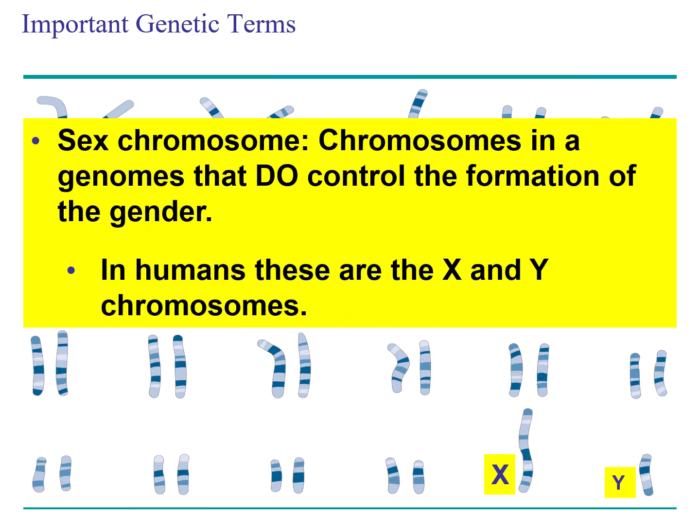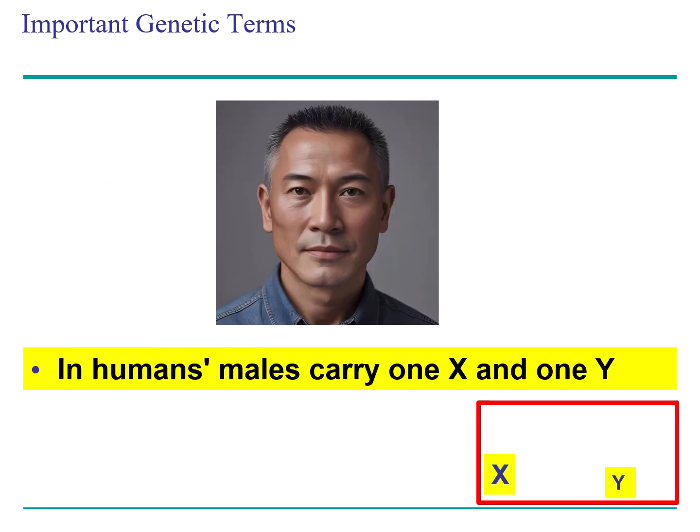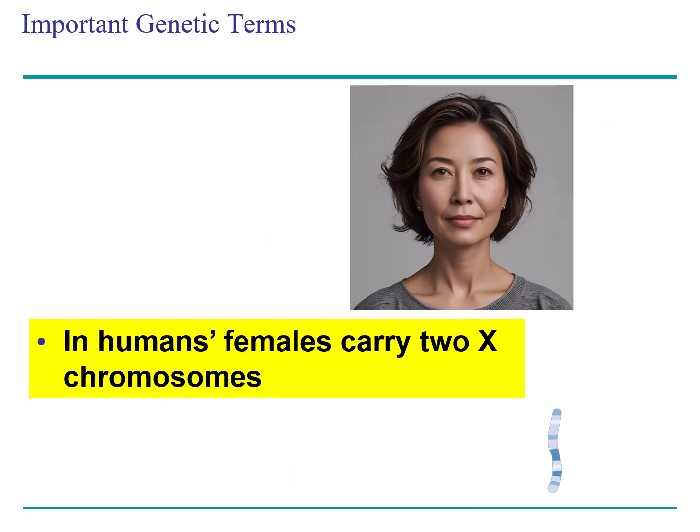There is one pair of chromosomes that do control the formation of the gender. These are referred to as the sex chromosomes. In humans, the larger chromosome in the pair is called the X chromosome, and the smaller one is called the Y chromosome. A human male will carry one X and one Y chromosome in this pair. A female carries two X chromosomes.